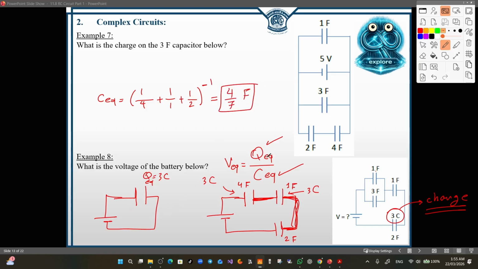Now we have the Q equivalent, we have the C equivalent. Let's find the potential difference across the C equivalent. The potential difference equals 4 over 7 divided by 3. 3 here is the amount of charge across the equivalent capacitor, and the result is 4 over 21 volt.